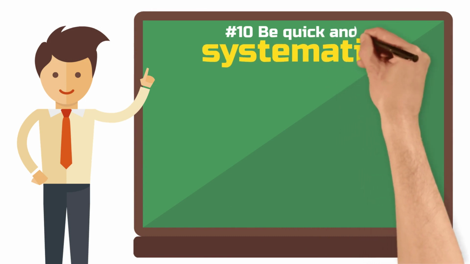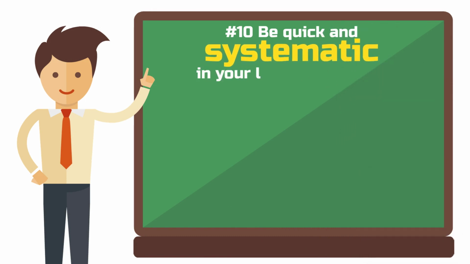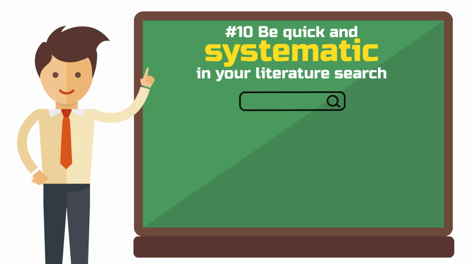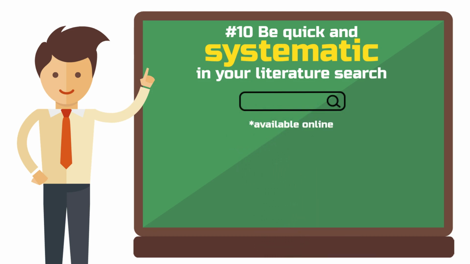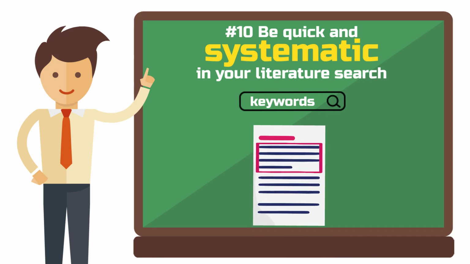Tip 10. Be quick and systematic in your literature search. Go to the homepage of your uni library and search the catalog with the setting available online, and then open up all relevant databases for your research discipline. Type in your keywords and read the abstracts of research articles and assess whether they fit your topic. This way you will have your 25 sources together in just a few hours.